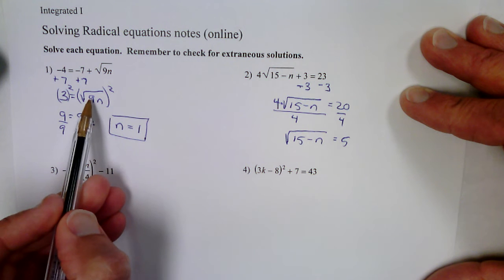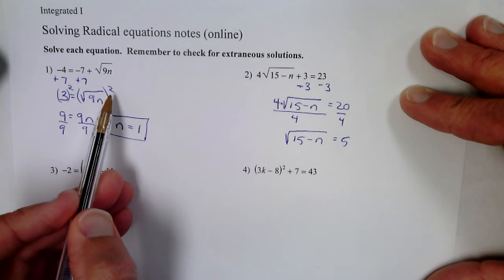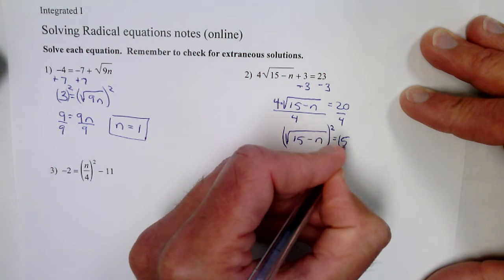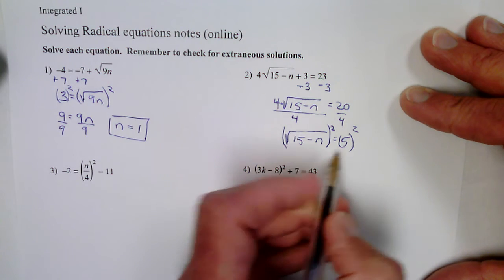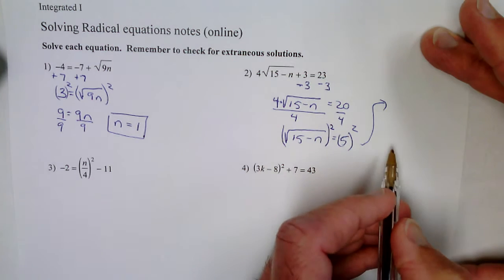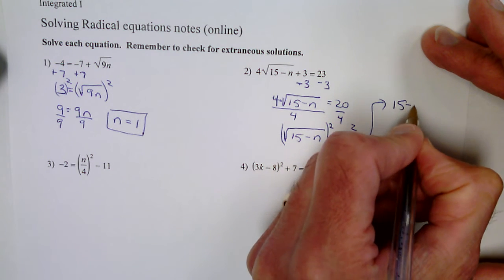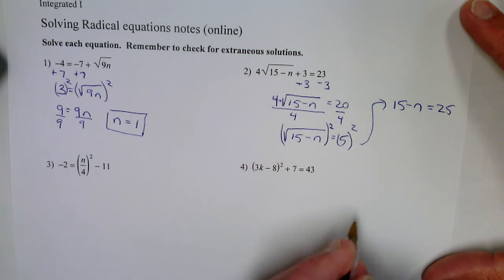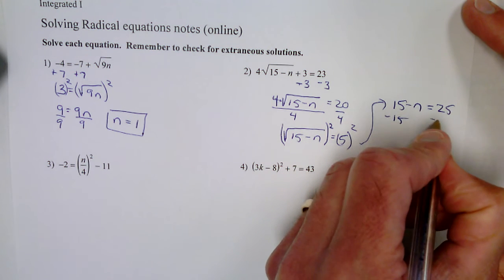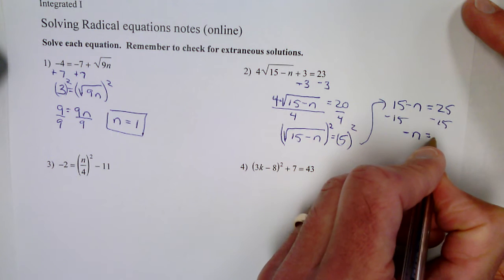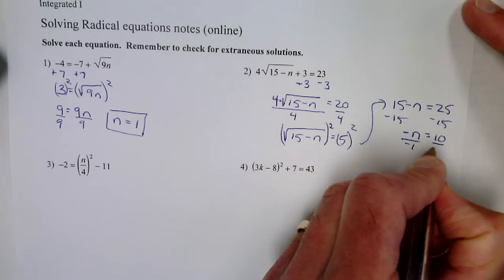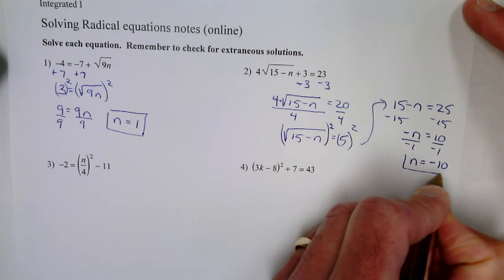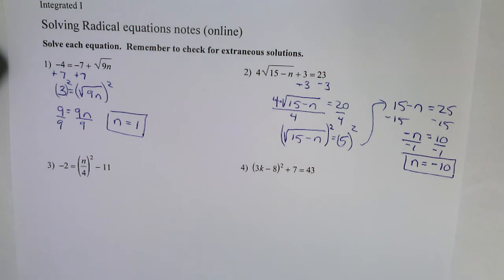Now, just like we did over here, if we have the square root of 9n, we square both sides. Here we have the square root of 15 minus n, so we square both sides again. So the square root disappears. I'm going to bring this up here, and we're left with 15 minus n equals 25. Okay? Now, continuing on, we subtract 15 minus 15. Negative n equals 10. Divide by negative 1 so that you end up with a positive variable here, and you get n equals positive 10. And there is our final answer.